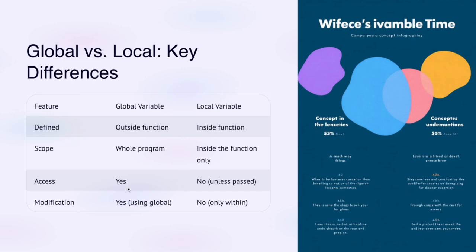Modification: yes, you can modify the global variable, whereas a local variable you cannot modify. You can modify it only within the function, not outside.